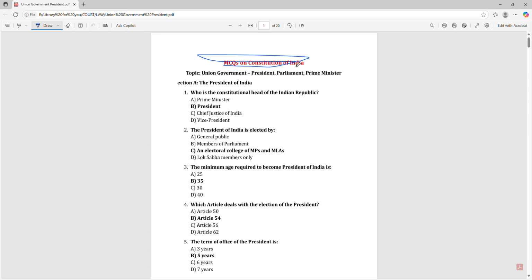MCQs on Constitution of India. Topics: Union Government, President, Parliament, and the Prime Ministers.